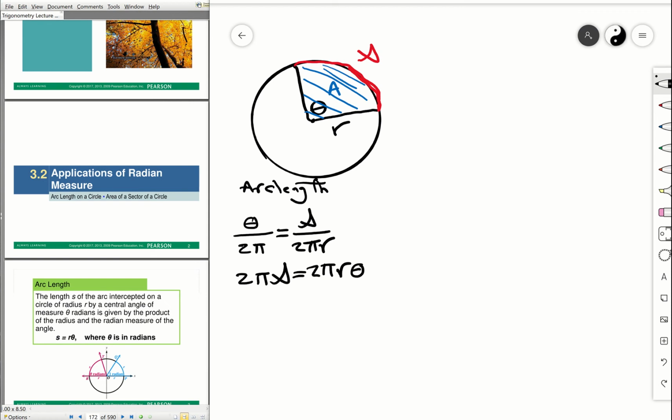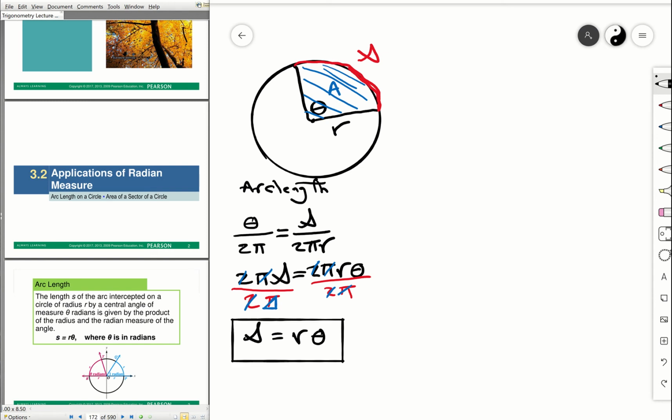Now, if we solve this simple equation for s by dividing both sides by 2 pi, notice that we get quite a bit of cancellation. The 2's cancel here, the pi's cancel, and they do the same on the right side. And then we end up with s equals r theta. So there is the formula for arc length. That arc right there.